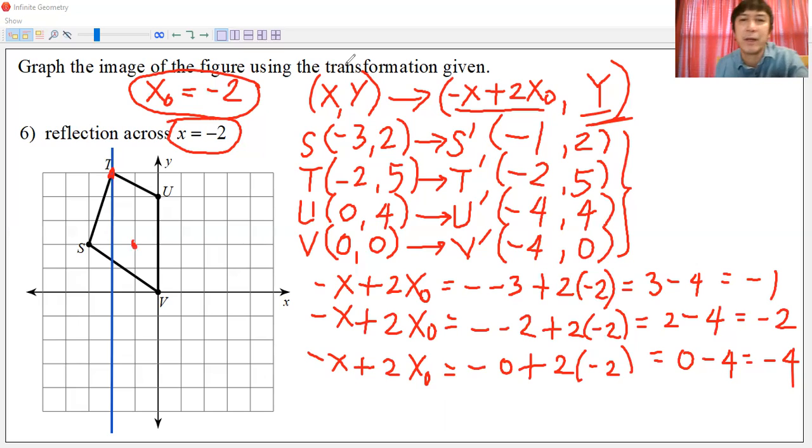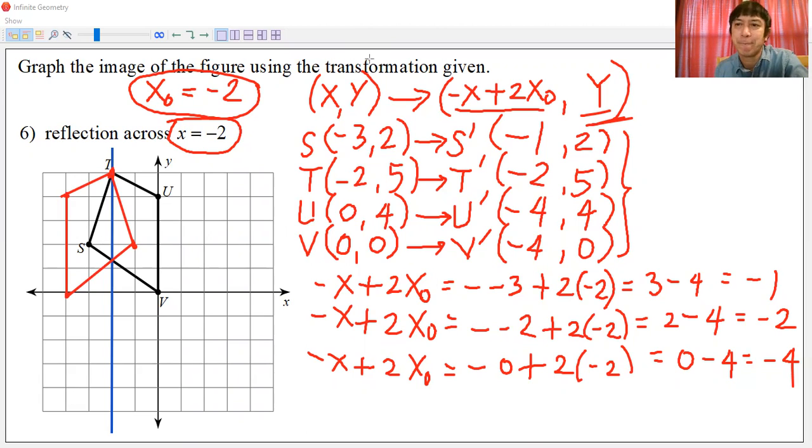All right, there. Okay. And then for U prime, it's negative 4, positive 4. So negative 4, positive 4 must be this. And then finally, we have negative 4, 0 for the V prime. So negative 4, 0 is this. All right. Okay, so we'll just connect these red points there, and then this, and then this, and then this. All right, we're done. That's the answer for number 6.